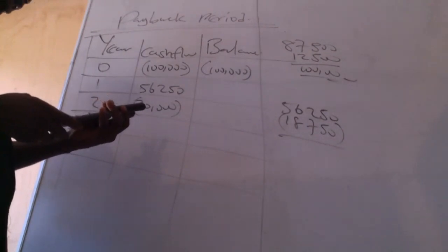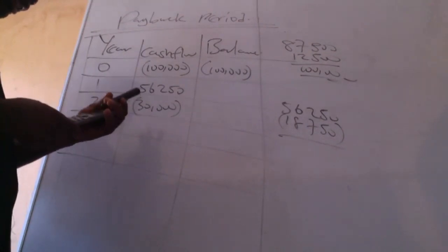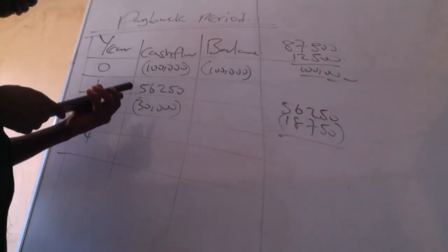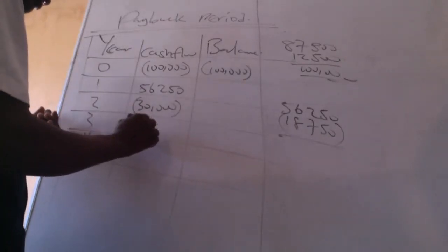56,250, that's working number two, less 18,750. What do you get? Is it 18,750? Yes, I get it like that too. So 56,250 less 18,750. Wow, 37,500. Agreed. Good. I like that.